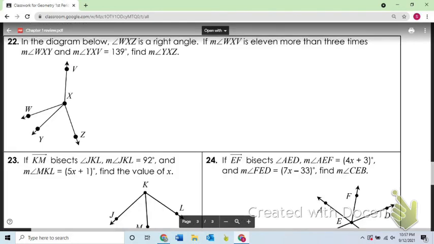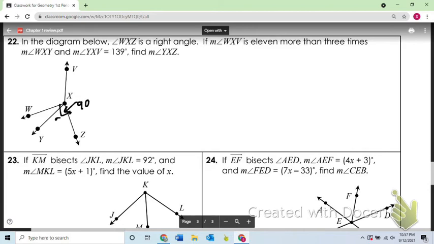Okay, again, this one's a little tough. But it helps just to break down what they give you as they give it to you. WXZ is a right angle. That means it's 90 degrees. Now this next one, it says the measure of angle WXV is 11 more than 3 times the measure of angle WXY.